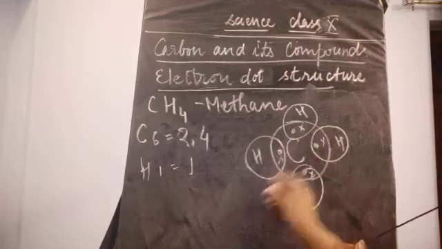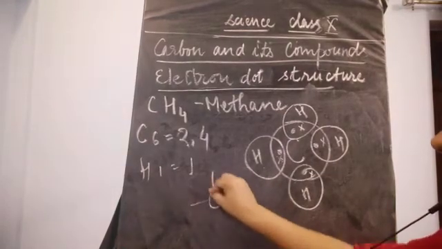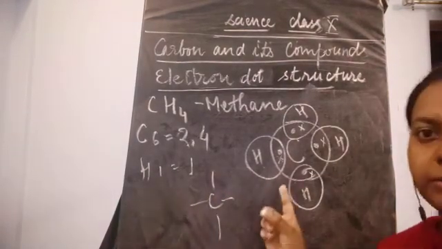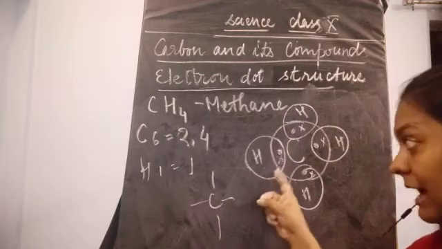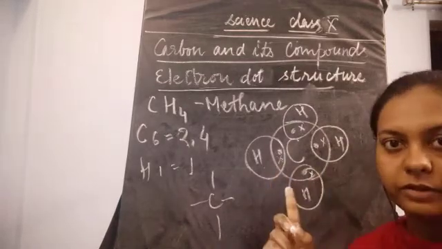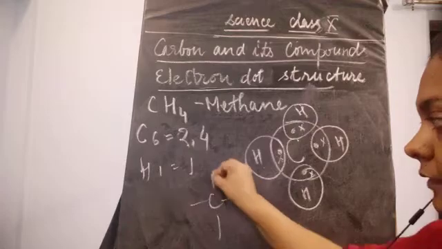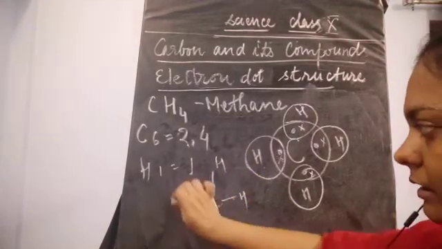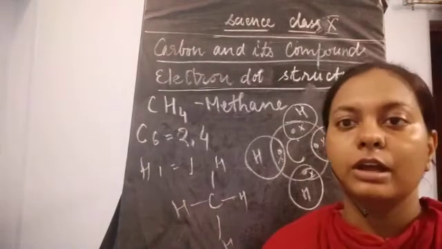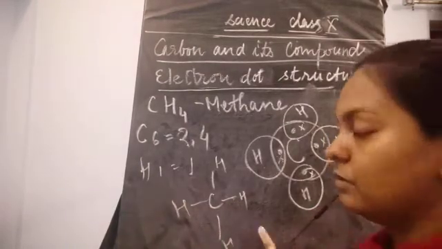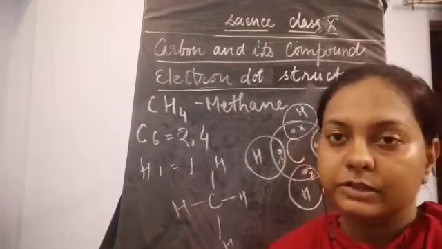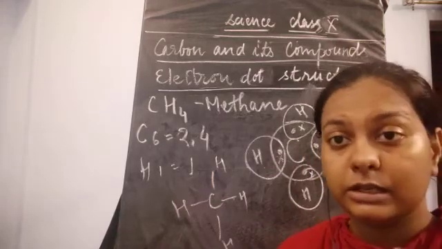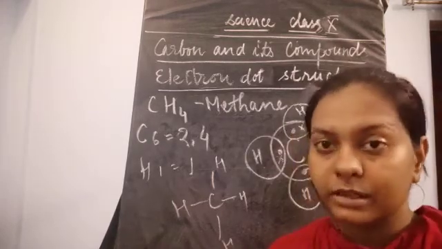So how you are going to write this C: 4 pairs of electrons are being shared, but each atom is sharing 1 pair of electrons. That is why I have drawn the single bonds. So H, H, H and H. So this is how the methane molecule will be formed. Fine. So this methane molecule is formed because of the single covalent bond.